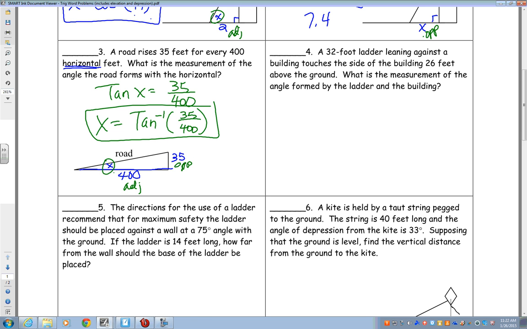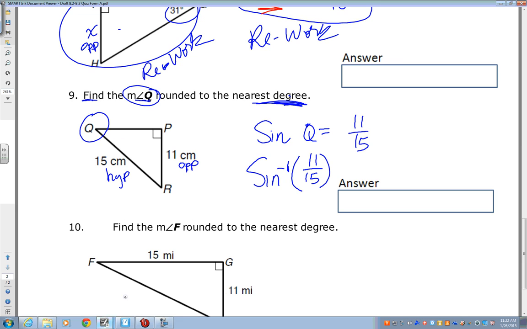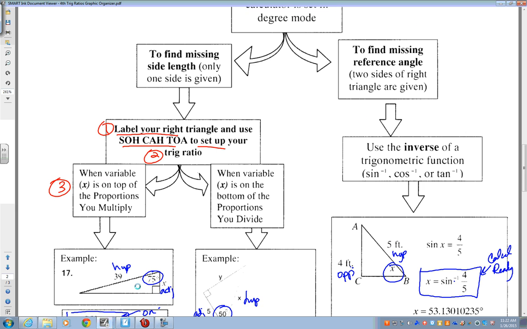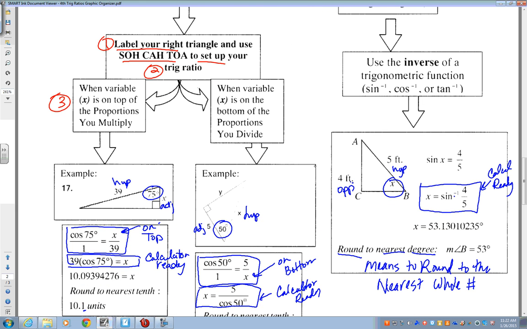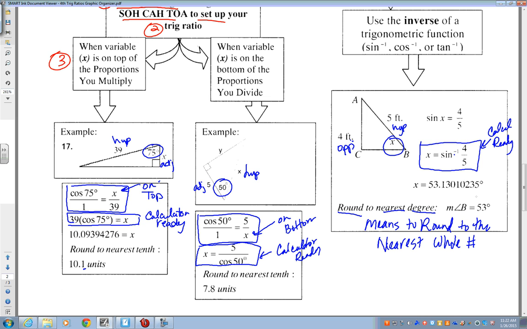Now, on this sheet too, on this graphic organizer, it tells us that once you do your inverse, your answer needs to be rounded to the nearest whole number. Huh? Yes, 5 degrees.